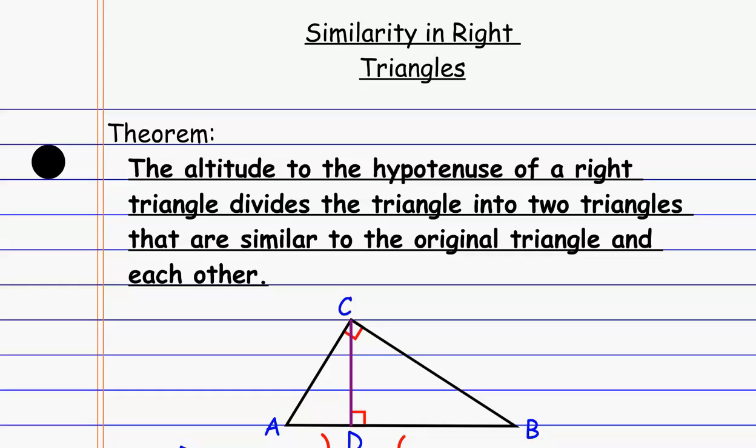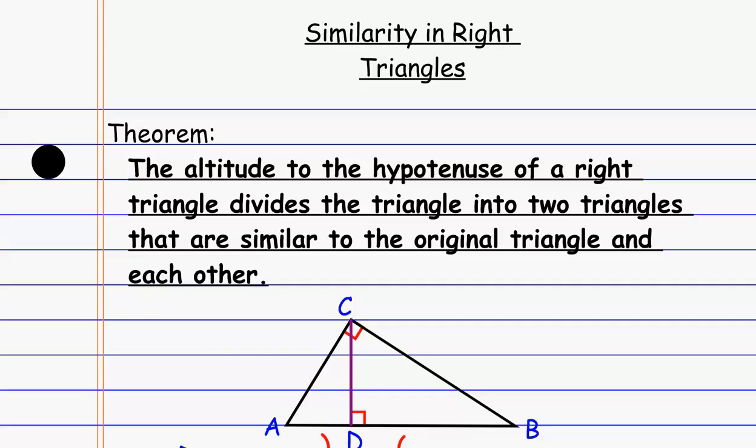Basically, if we take an altitude to the hypotenuse, in other words, we start at the vertex where the right angle is and draw a perpendicular line to the hypotenuse, so we're drawing the altitude to the hypotenuse of a right triangle, it's going to divide us into two more right triangles, two smaller right triangles that are similar to the original, but they're also similar to one another.